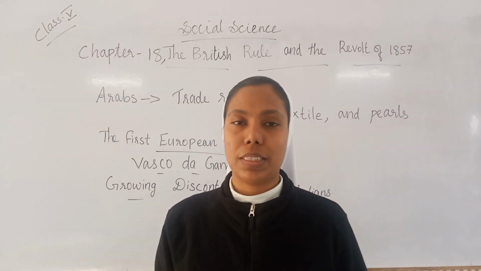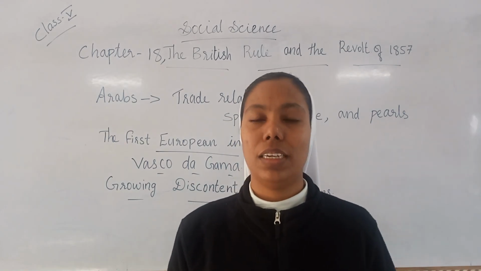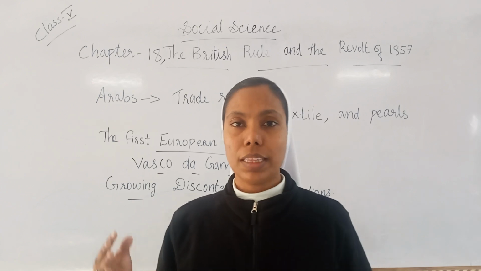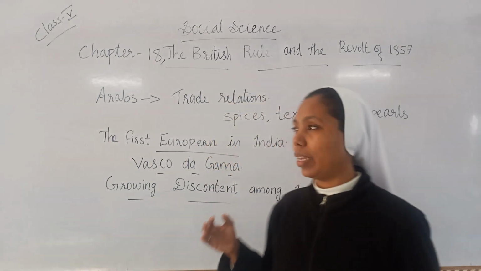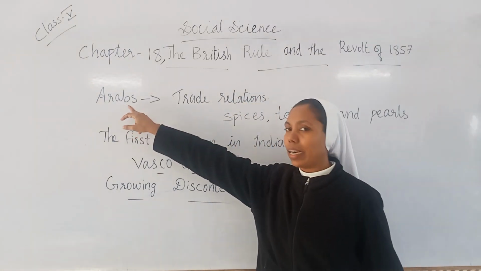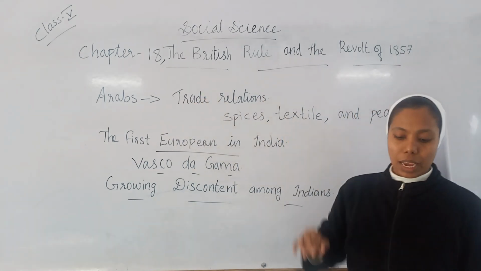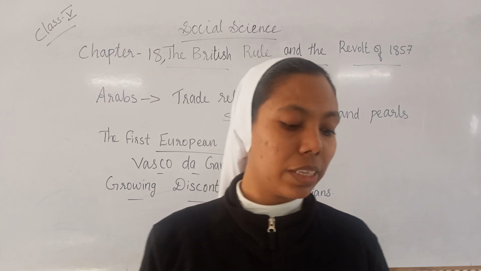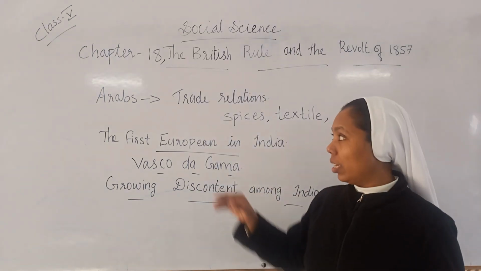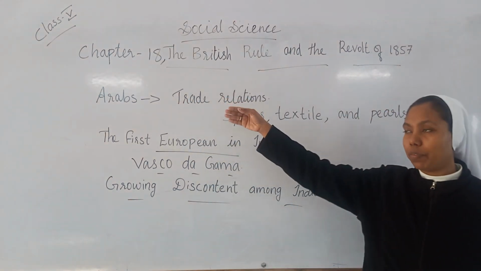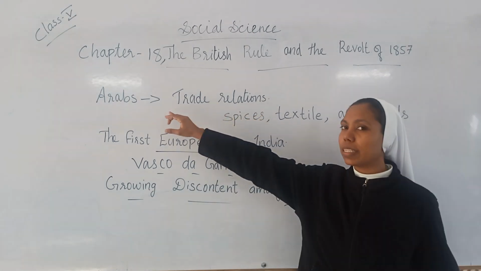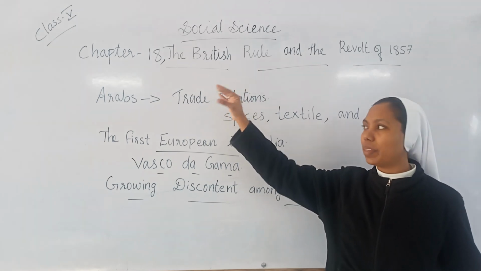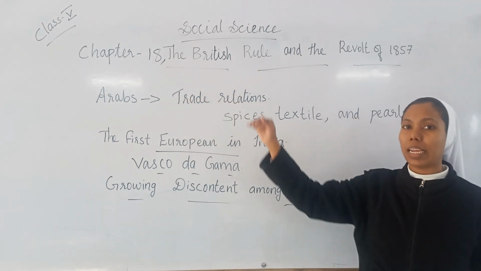And when the Arabs heard about India, that it is a rich country, they came to India. The Arabs came first. When they heard about it, they established a trade relationship with India. The Arabs came for what? They came for the trade relationship with India.